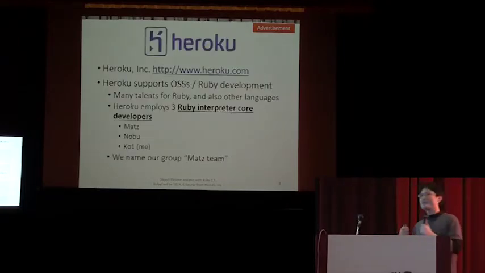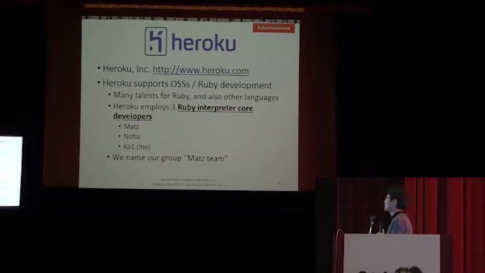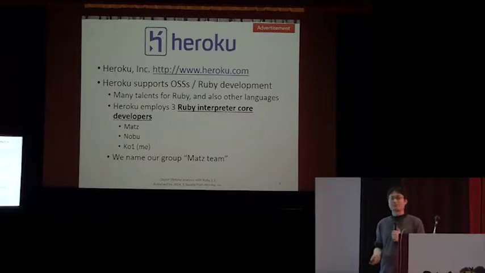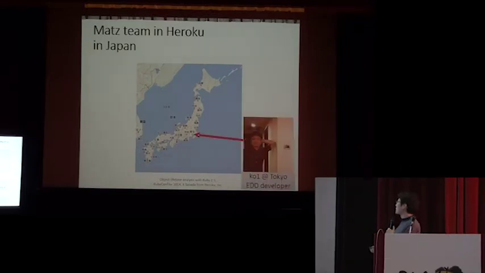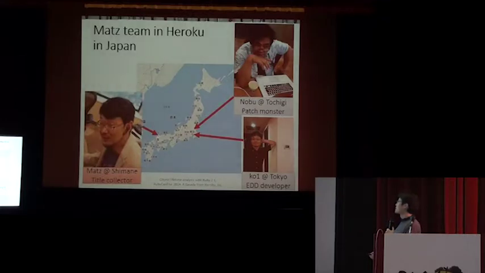Heroku is not only a PaaS provider, but also supports many open source projects, including Ruby. There are many talents on staff. Especially, Heroku employs three Ruby interpreter core members, Matsumoto-san, Nobu, and me. So we name our group Matteam. Matteam works in Japan, but I'm in Tokyo and Nobu in Tochigi, and Matsumoto-san lives in Shimane. So we communicate with Skype.